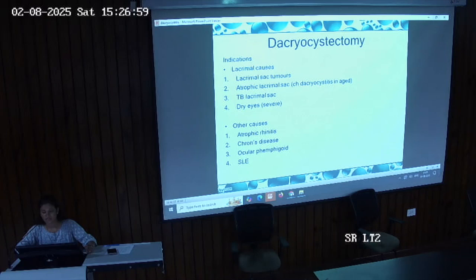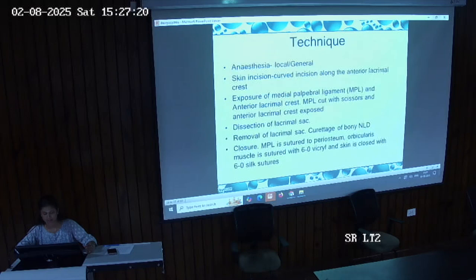The indications for dacryocystectomy, or DCT, are lacrimal causes, which could be lacrimal sac tumors, atrophic lacrimal sac, tuberculosis of the lacrimal sac, or very severe dry eyes. Other causes could be atrophic rhinitis, Crohn's disease, ocular pemphigoid, or SLE. Local or general anesthesia is given.